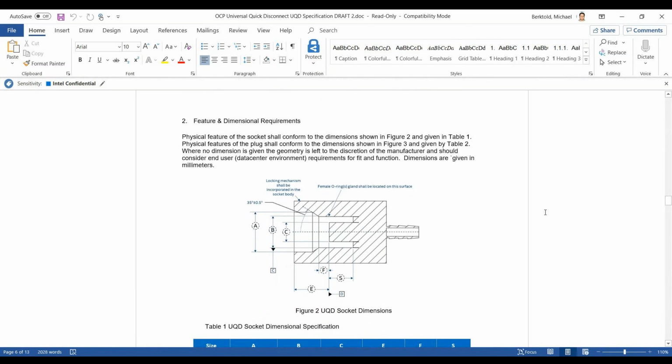Figure 2, as you can see, identifies some areas directly, like the angle, 35 degrees, also where the locking mechanism should be housed, and the surface where it's possible that an O-ring gland can be located. And the rest of the dimensions are denoted by A, B, C, E, F, and S, with datum C and D.